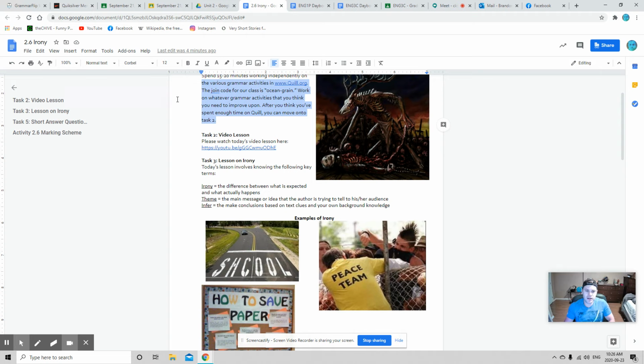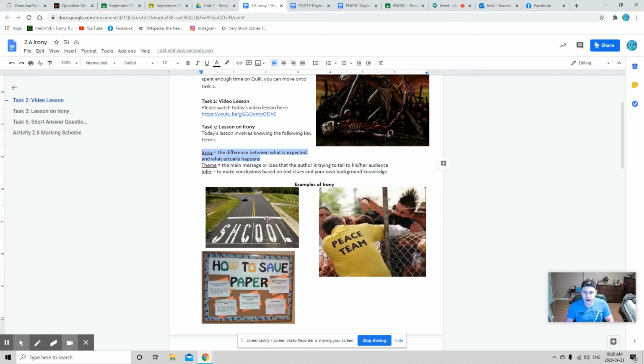Now, task 3 involves learning about what irony is. So there's a definition right here. It's the difference between what is expected and what actually happens in life. I also have, these are just review, theme, which is the main idea or message the author is trying to tell his or her audience. And then finally, we have infer, which is to make conclusions, I should say too, based on text clues and your own background knowledge. So you're making an educated guess based on evidence. So I'm going to ask you about theme and inferring today, but those are review. I want to talk about irony.